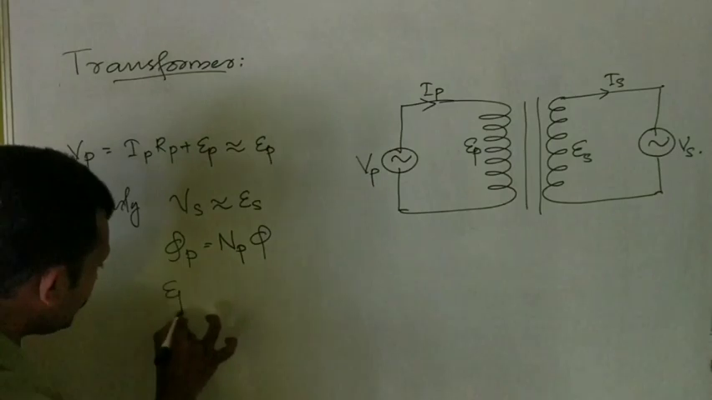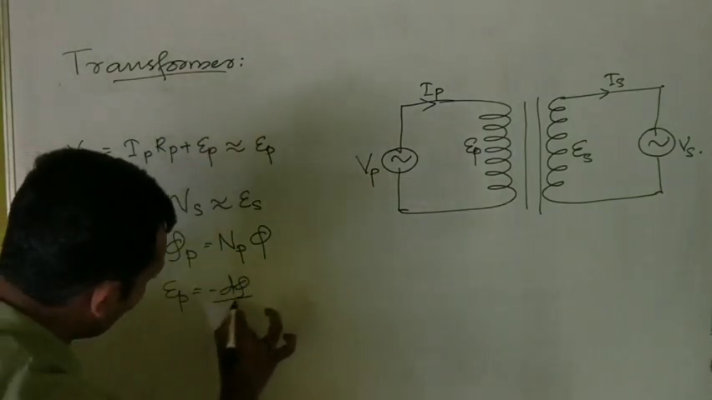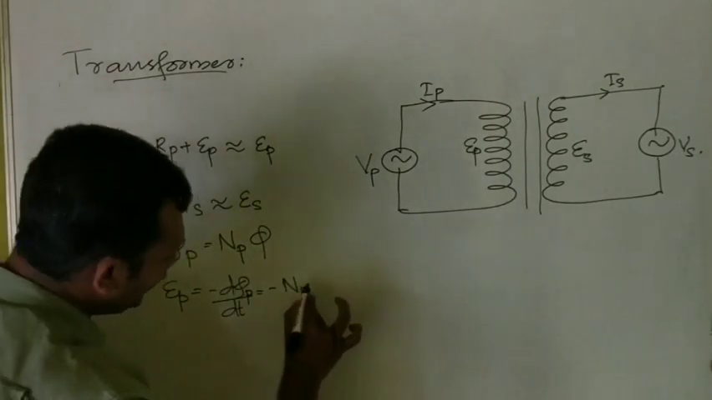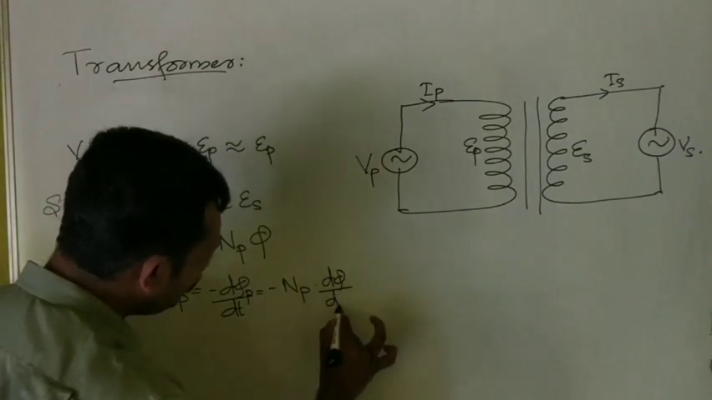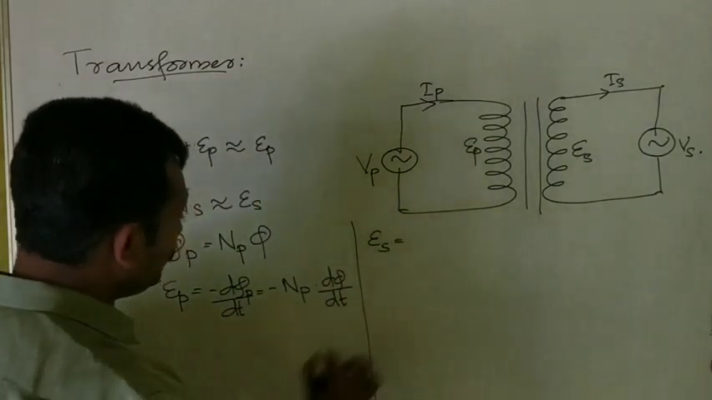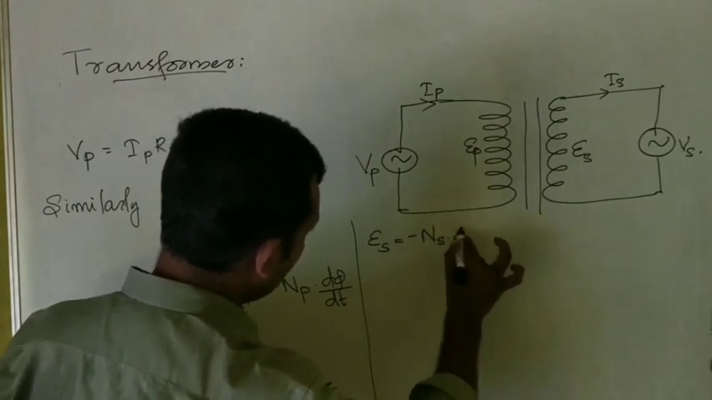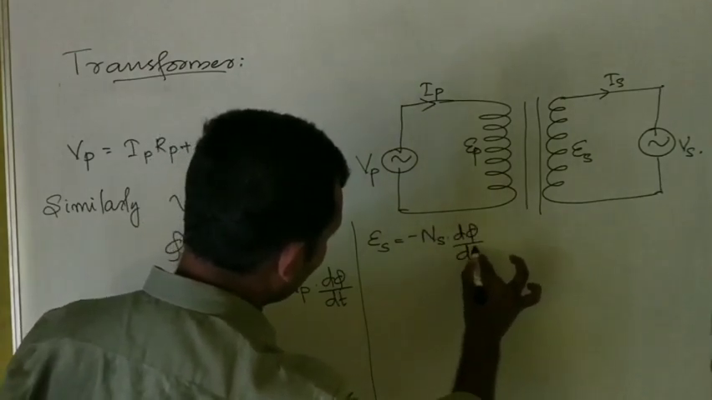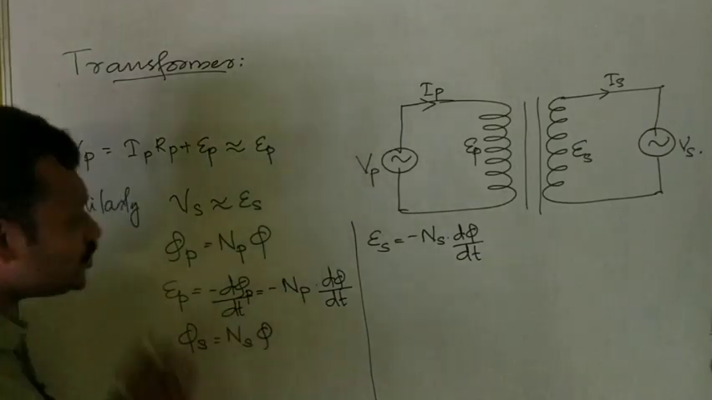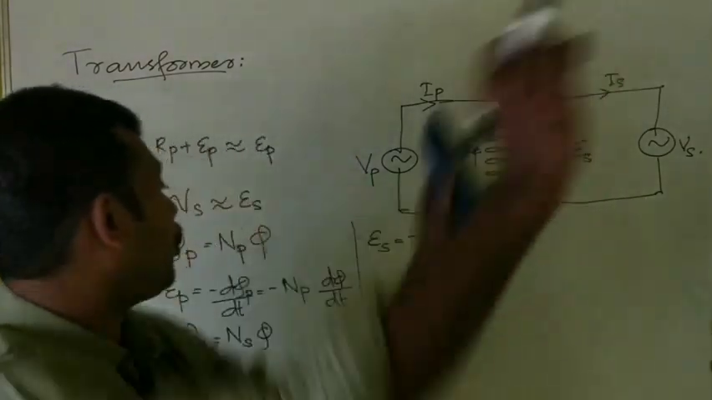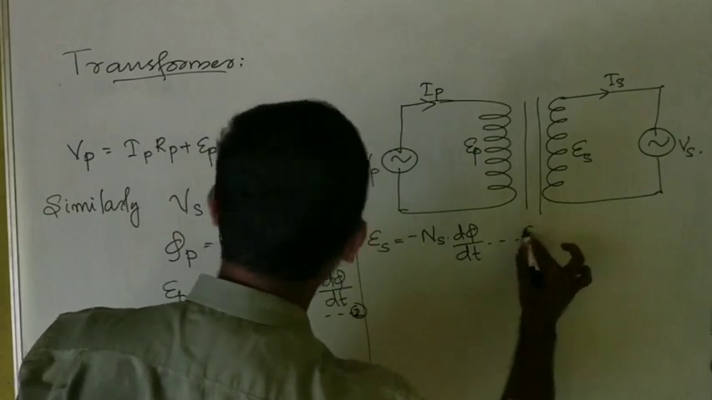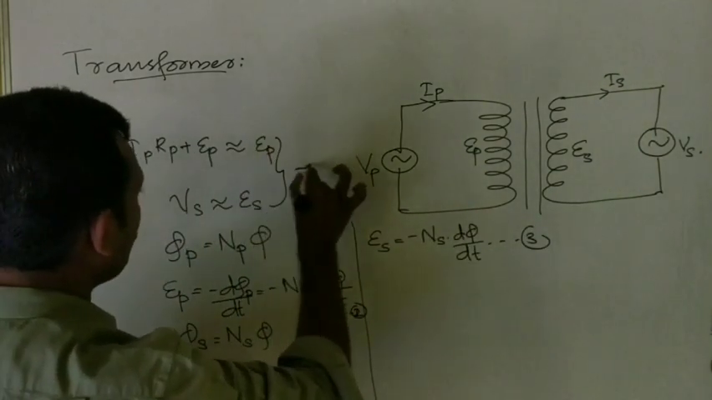So epsilon P is equal to minus d phi P by dt, which will prove out to be equal to minus Np into d phi by dt. Similarly, epsilon S is equal to minus Ns into d phi by dt, because you know that phi S is equal to Ns into phi. Ns means the number of turns in the secondary coil. Now this is equation number 2, this is equation number 3, and these are equation number 1.